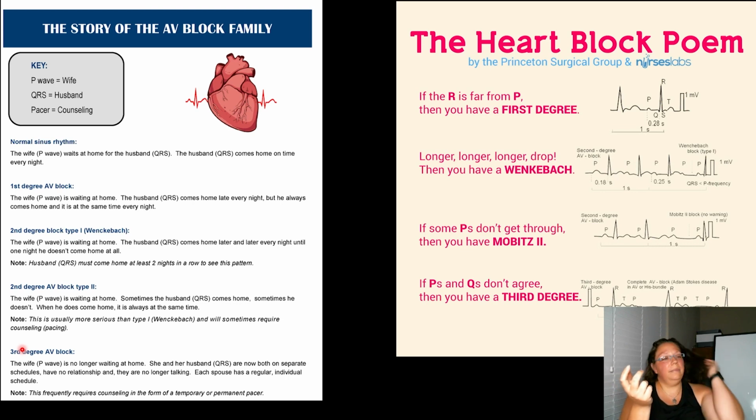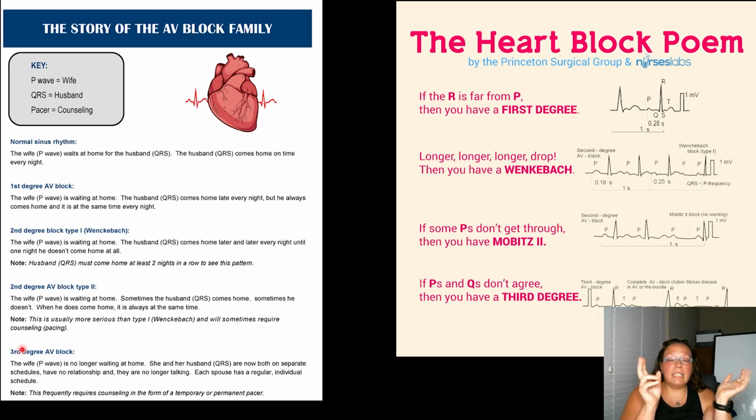So second degree, our relationship is getting a little bit rocky. The P wave is always there. She's waiting at home. And the QRS, this is type 1, the Wenckebach, comes home later, until one day he decides he's not going to come home. But the P wave is always there. So the P wave is there, the QRS waits longer and longer, he gets home later and later until finally he just doesn't come home.